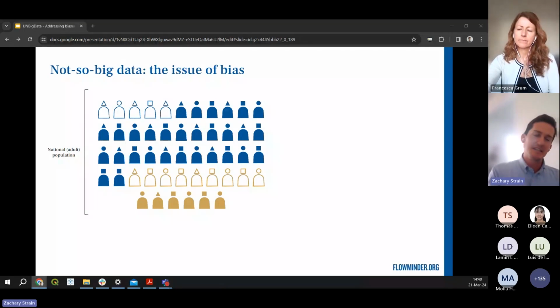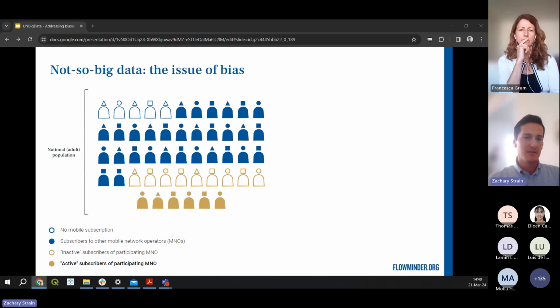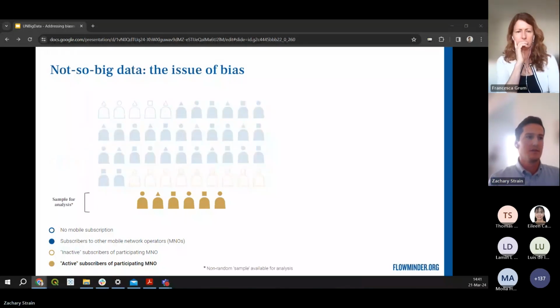CDR data is often referred to as big data. Sometimes it's not so big data. Look at this collection of figures as an example of the national adult population in a country, where the different colors and outlines represent different groups. In this hypothetical situation, we have a country with a pretty high phone use population. Only the figures in a blue outline are non-phone users, whereas the rest are considered phone users. The solid blue figures are subscribers to an MNO whose CDR data we don't have access to, whereas the gold figures are from an MNO that we have a partnership with and have access to their CDRs. However, those just outlined in gold are not active enough for us to derive a home location and establish when a relocation occurs. So we're really just working with this bottom row.